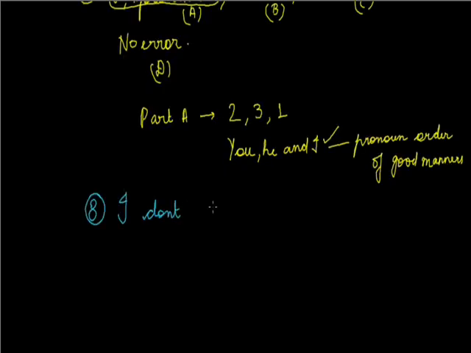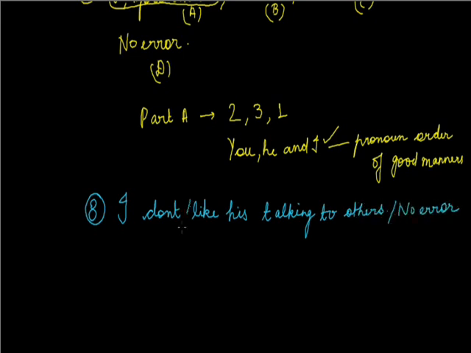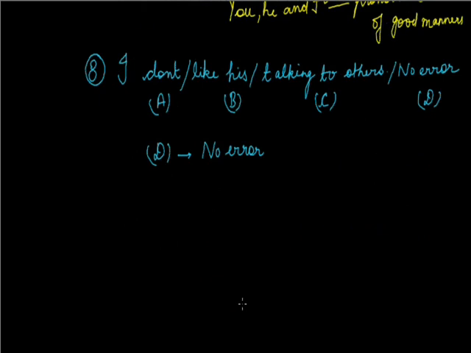I don't like his talking to others. I don't like his talking to others. The sentence has 4 parts. Error may be in any part or there may be no error. Tell me which part contains error or there is no error. There is no error in the sentence. The sentence is grammatically correct. The use of his before talking is correct. Let's move to our next question.